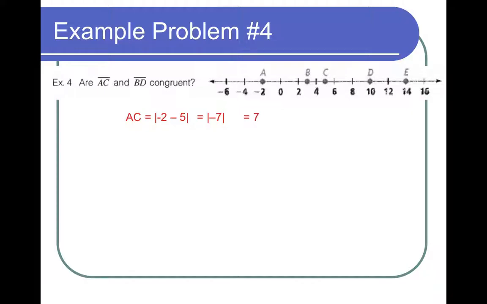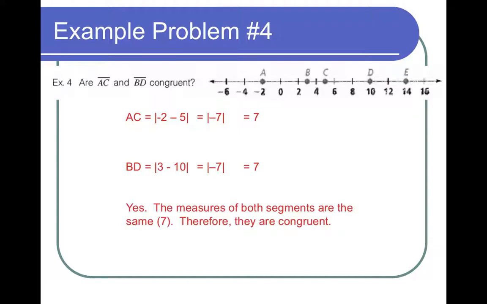All right. If we do the same thing for BD, B is at, looks like 3, and D is at 10. So 3 minus 10 is -7, the absolute value of which is 7. So are they congruent? The answer is yes. Therefore, they are congruent. So we would say that AC is congruent to BD because they have the same measure.